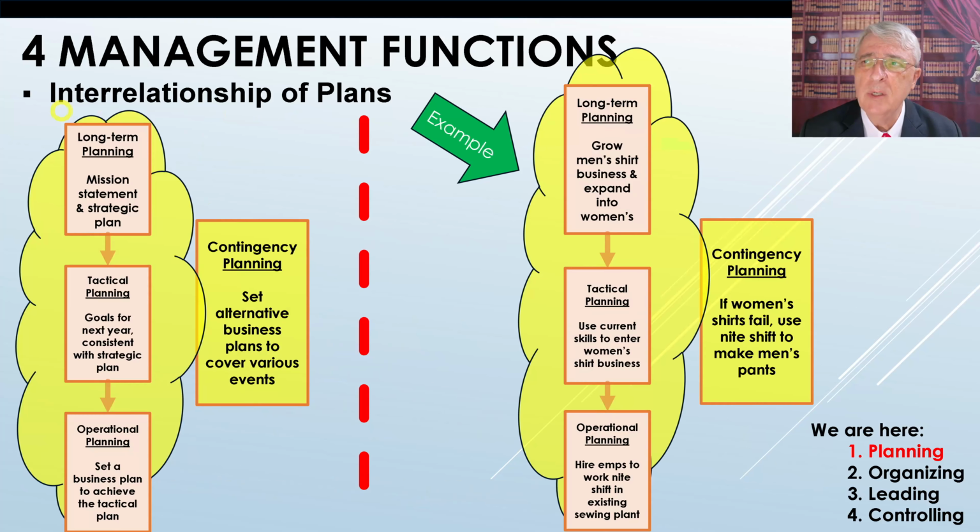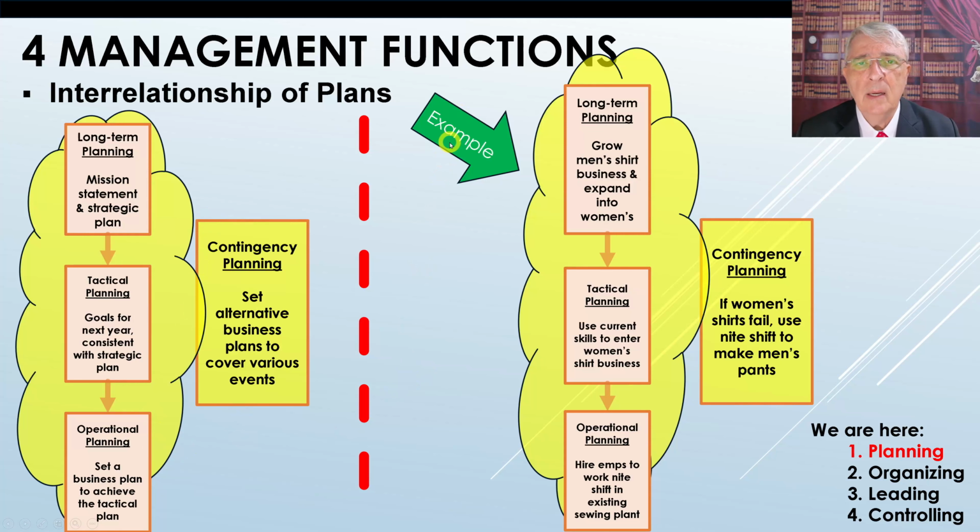So this diagram shows us how these plans are interrelated. So let's start over here on the left side of the chart. This is long-term planning, it's a mission statement, strategic plan, etc. It feeds into the tactical planning. So these are the goals for next year, so on and so forth. And then this is the operational planning, and it is to set a business plan day by day, as we discussed. And contingency planning kind of sits outside the regular plans, and this is kind of a break glass in case of emergency type thing.